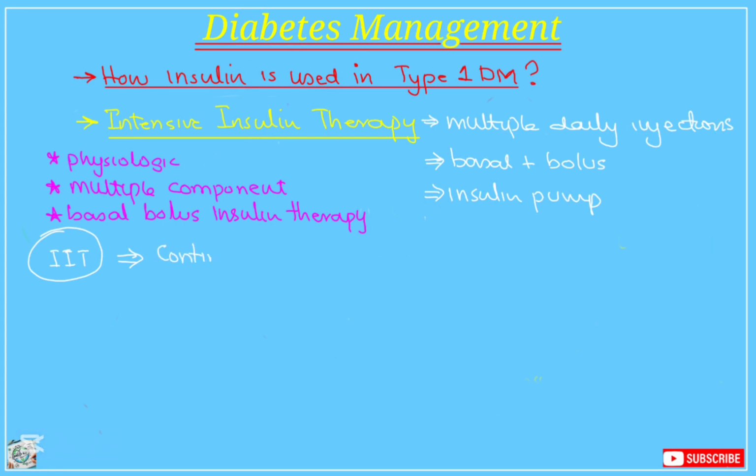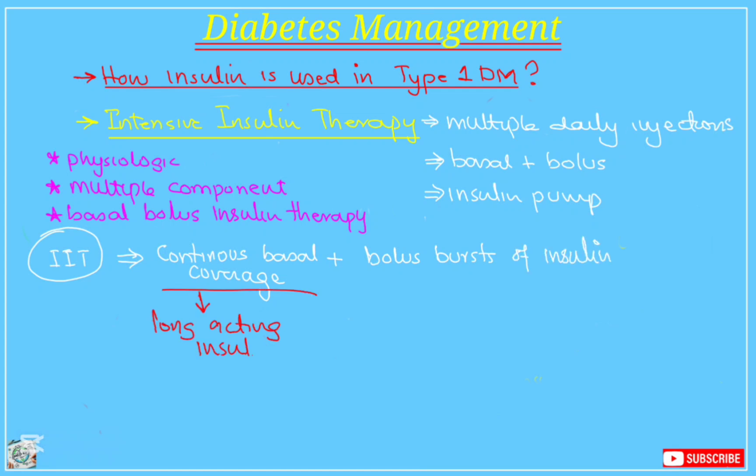It ensures a continuous basal insulin coverage while also providing bolus insulin bursts to manage the rise in blood sugar after meals. A long-acting insulin is injected once or twice daily to maintain the basal insulin levels. This accounts for about 50% of the total daily insulin dose. The role of the basal insulin is simple. It should provide the background insulin coverage independent of the food intake.